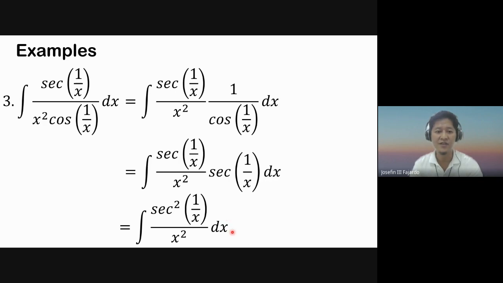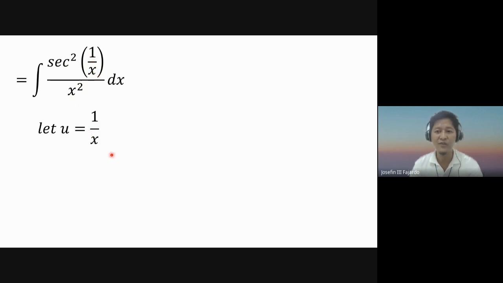Okay. Next is ito na siya, di ba? Now, dito, notice, ang alam lang natin, meron tayong secant squared, di ba? Secant squared, du. So, ayun, pwede mo nang maging hint yun that we can let this as u. So, if I let u to be 1 over x, or 1 over x is x to the negative 1, I take the derivative of this, it will just be negative 1, di ba? I'll place the negative 1 sa baba, and then negative 1 minus 1, we get negative 2 dito, dx.